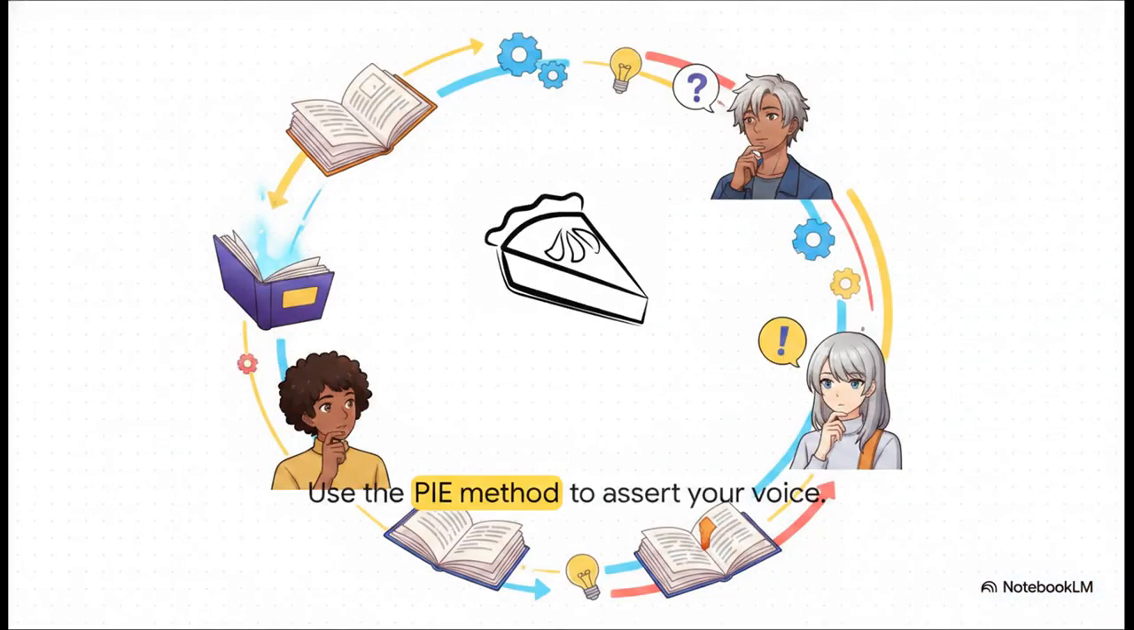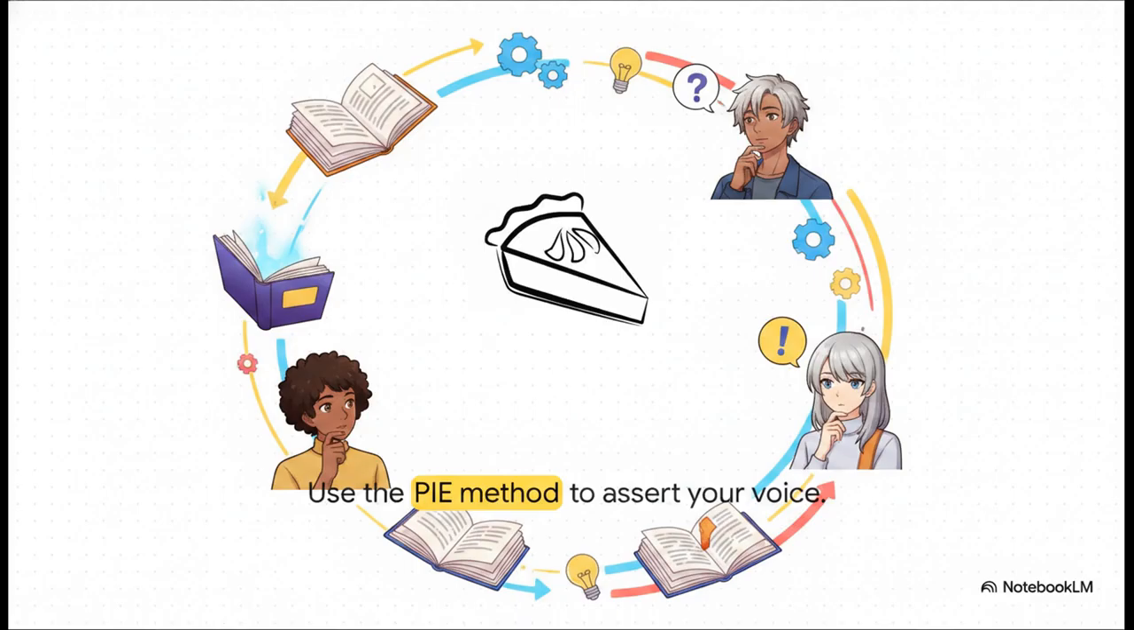Speaking of the meat of the sandwich, let's talk about the supporting sentences that make up the bulk of your paragraph. And we're going to use a deliciously simple acronym for this: PIE. You see, very often, really smart professionals just default to summarizing texts or data. Why? Well, because summarizing is psychologically safe. Taking a stance, on the other hand, is risky.